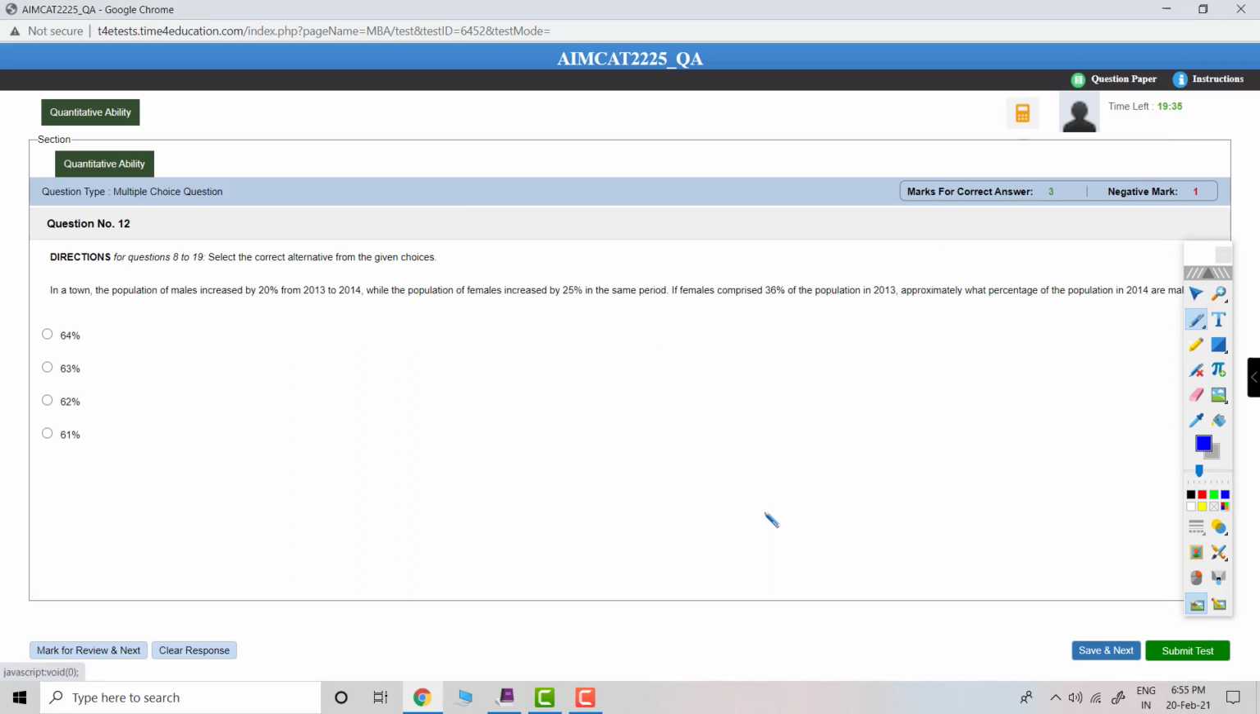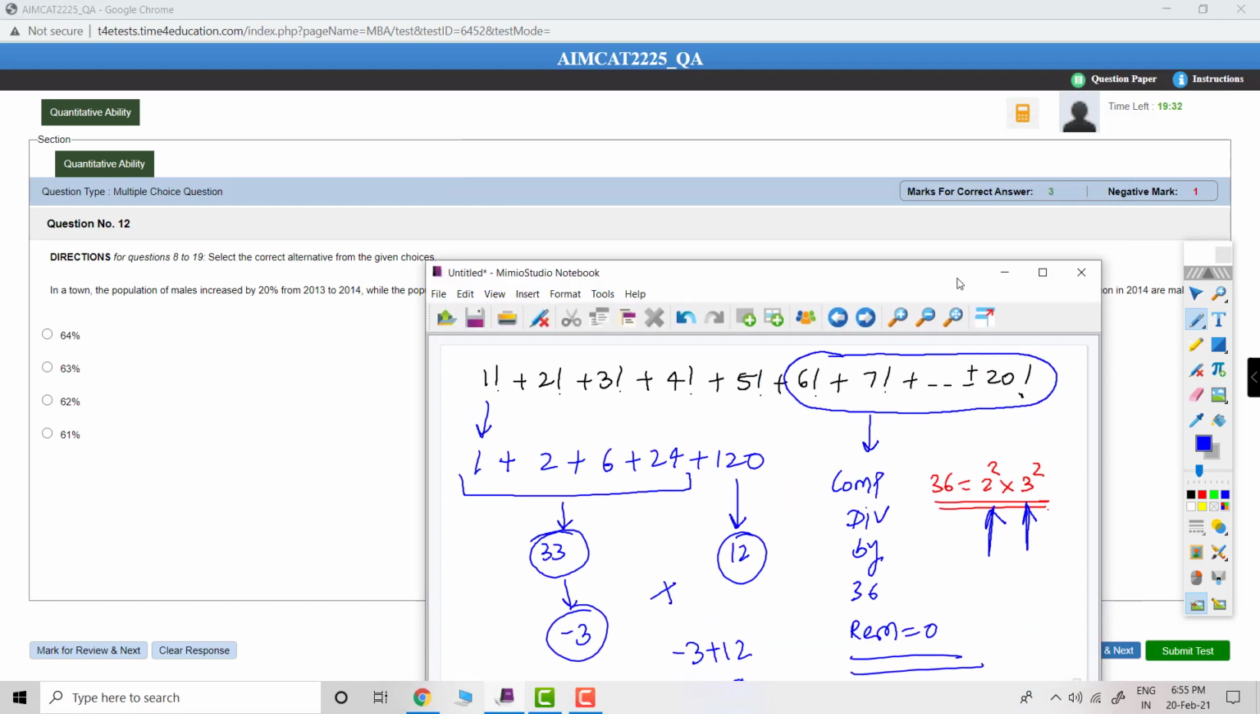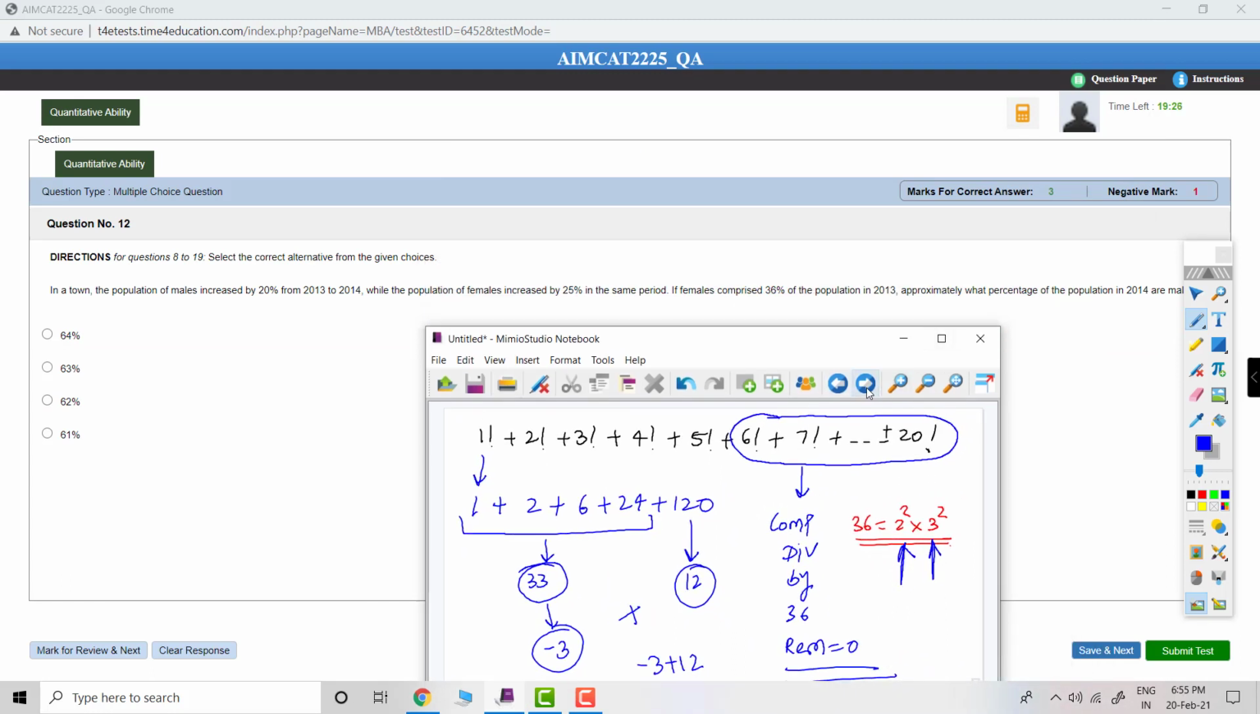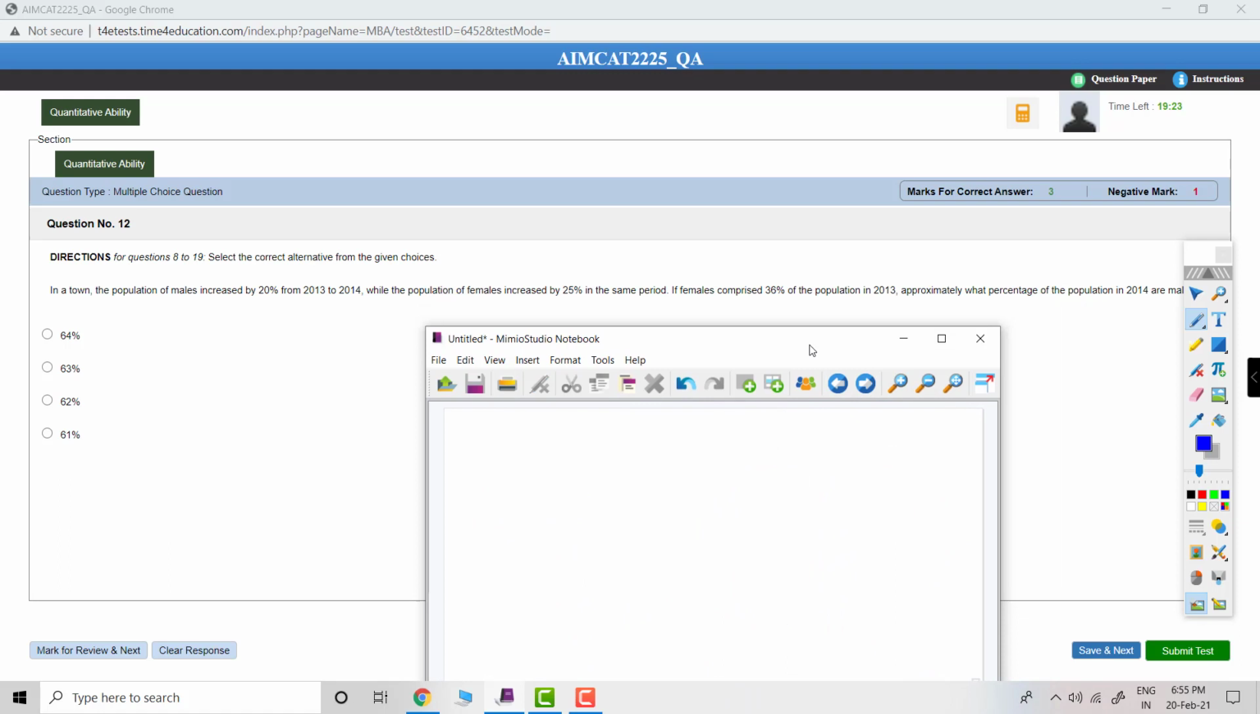Question number 12. In a town, the population of males increased by 20% from 2013 to 2014, while the population of females increased by 25% in the same period. If the females comprised 36% of the population in 2013, so in this question we are having two data, that is 2013 and 2014. Now, in 2013, females comprised 36% of the population.